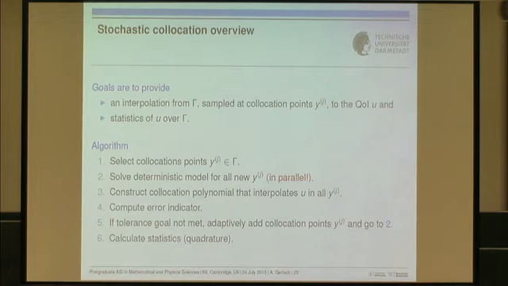And what we do is we select collocation points. I will say something about this in a minute in our parameter space gamma. Then we solve, hopefully in parallel, the deterministic model for all new collocation points which we've just selected. We'll select more down here, that's why I wrote new here. Then we construct the collocation polynomial that interpolates u in all these collocation points. So we put the function through the data points which we have. We compute an error indicator which tells us whether we have met a tolerance goal, then we are done, or we have not met the tolerance goal, then we adaptively add collocation points to those which we already have, and we go to step 2. And once this algorithm terminates, we compute statistics.